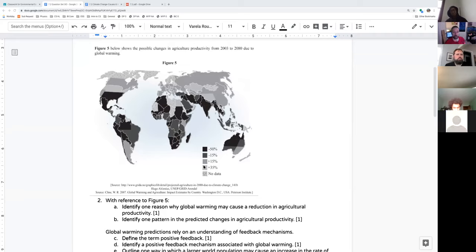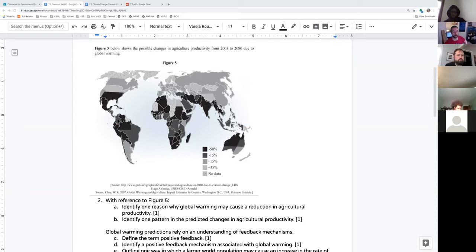So generally, where in the world are we seeing a reduction in agricultural productivity? Closer to the equator or closer to the poles? By the way, the equator is right here. Thank you, Alanis. Closer to the equator. Warmer areas get warmer with global warming. All right? We know everywhere on Earth gets warmer, but warmer areas get disproportionately warmer with global warming.